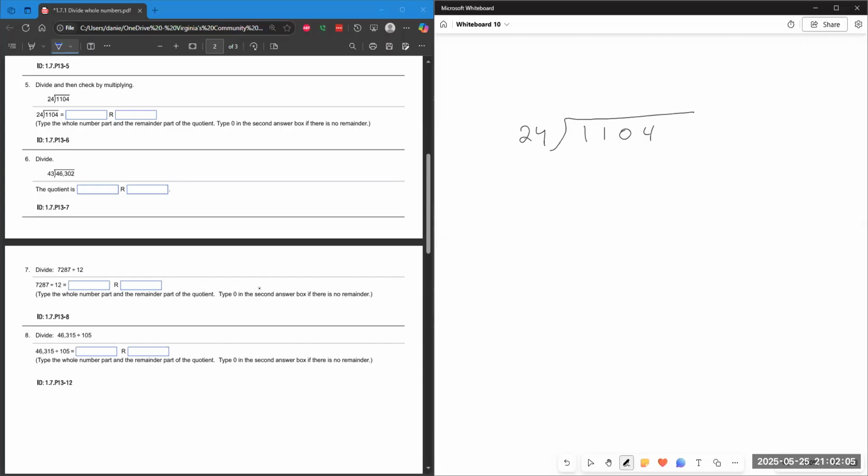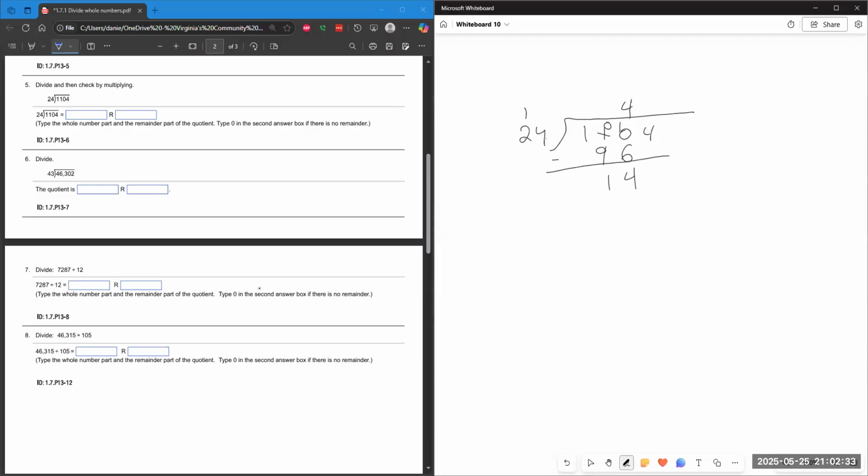So I'm going to go back and try 4. This is why you're going to want to use pencil to do this instead of pen. 4 times 4 is 16. 4 times 2 is 8, plus 1 is 9. So borrow and subtract. 10 minus 6 is 4. 10 minus 9 is 1. 14 is less than 24, so I'm good.